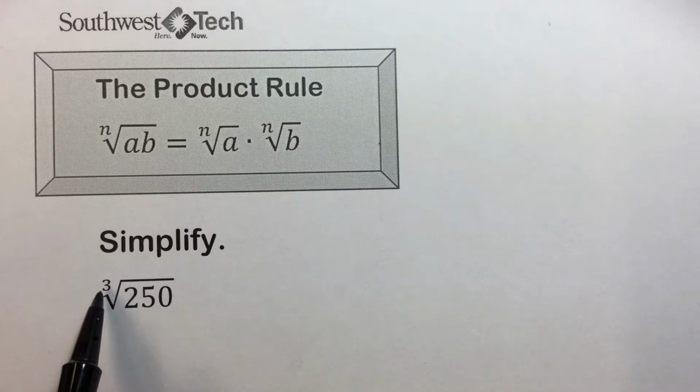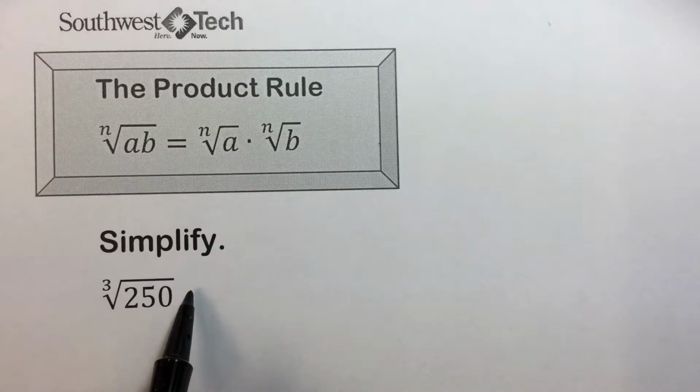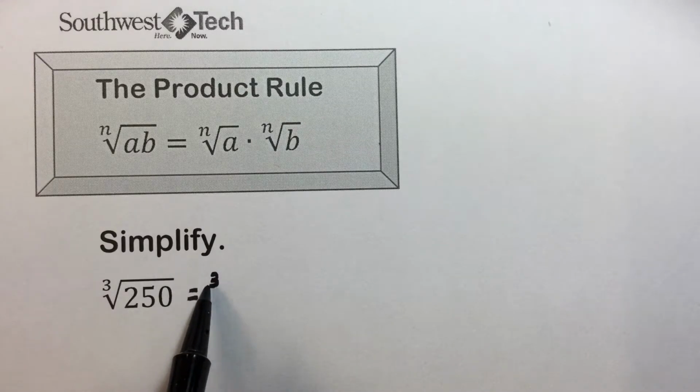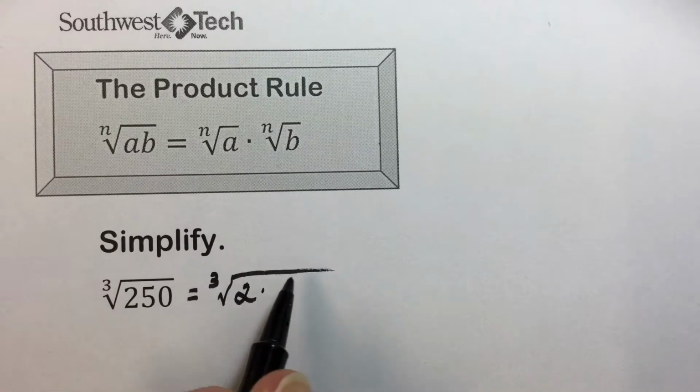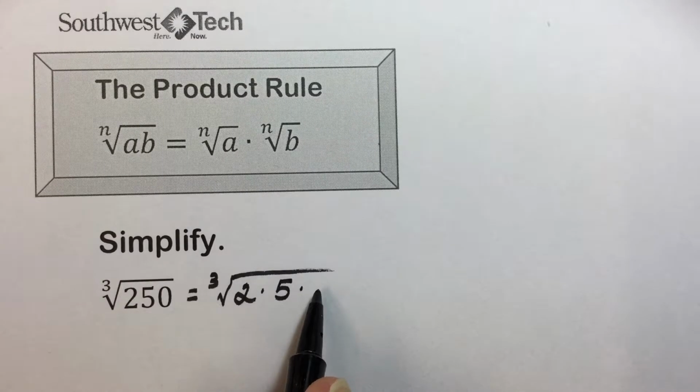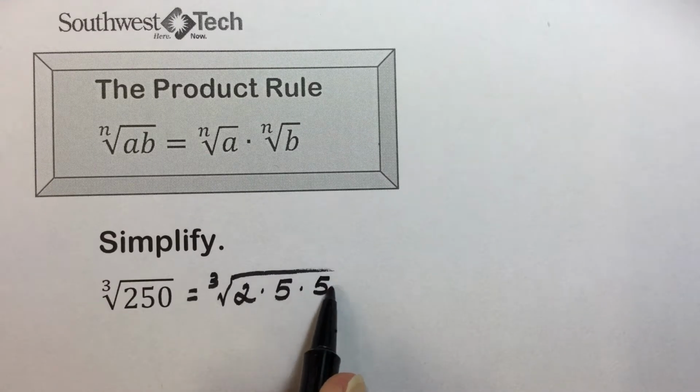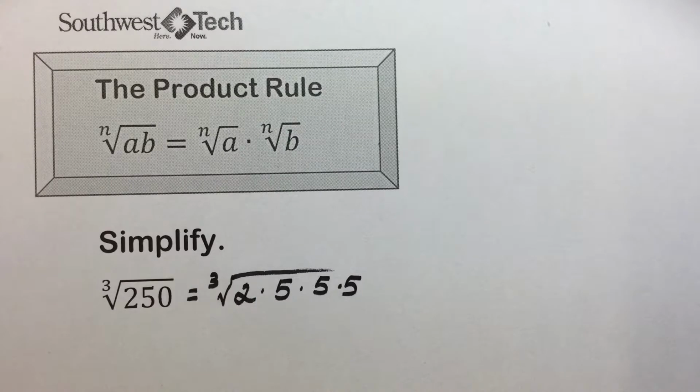They're asking us to take the cube root of 250. Well, let's break 250 down into a prime factorization. 2 times 125. And 125 can be broken down into 5 times 25. And 25 is 5 times 5. So here's our prime factorization, which would multiply to equal the radicand that we started out with.